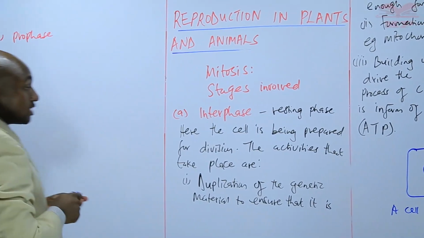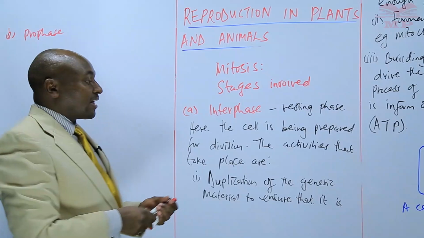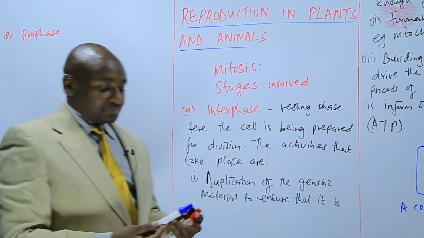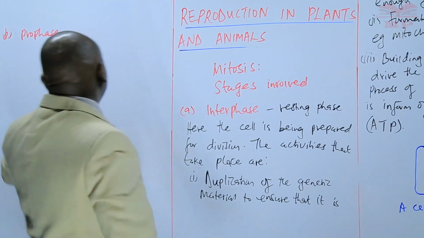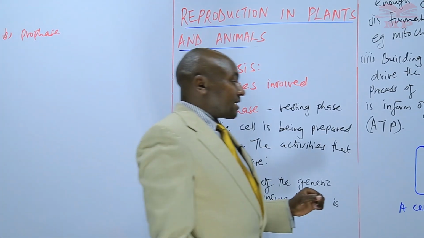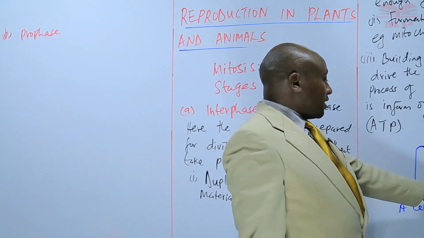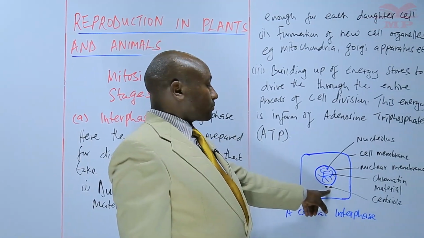Which is the second stage. And that is where actually the cell division starts. But before the cell division happens, we have a number of activities that happen here. And the first activity is that you can see at interphase the centrioles are on one side.